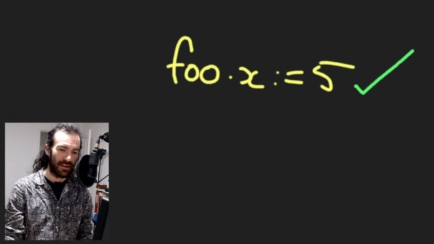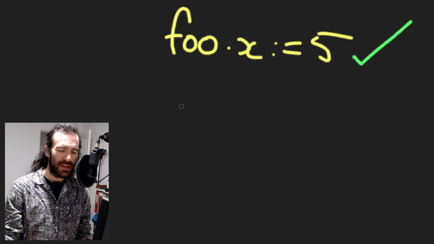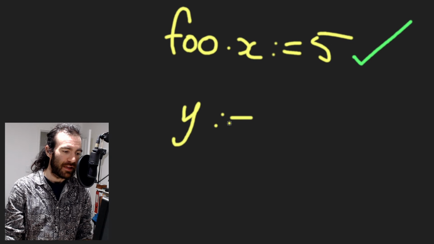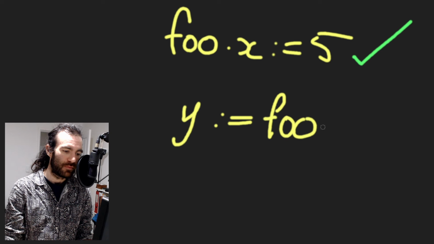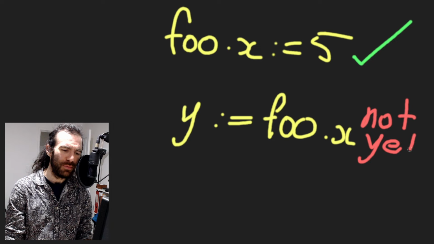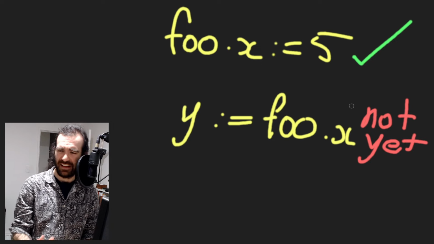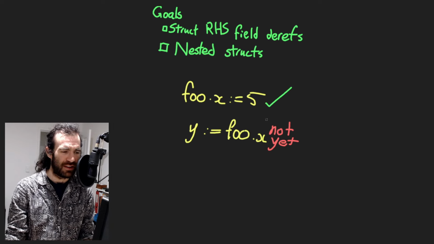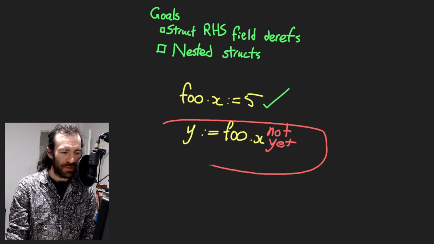This is done. But what we can't do is say y equals foo.x. Not yet. I don't want to put a cross. Crosses are kind of scary. That's not the energy I want here. So this is what we're going to try and finish today.